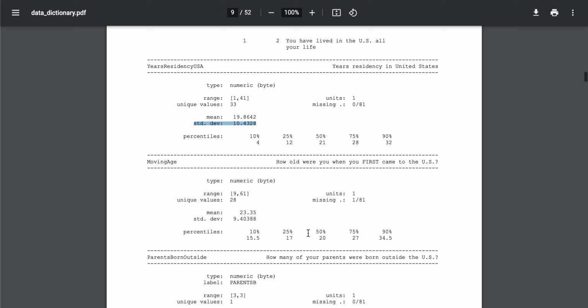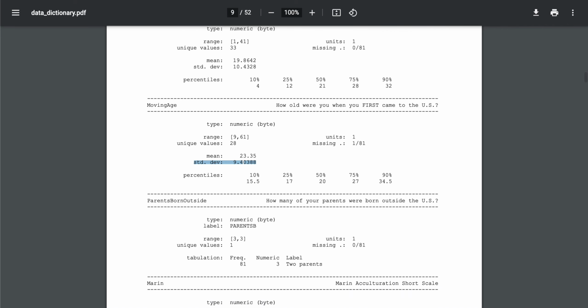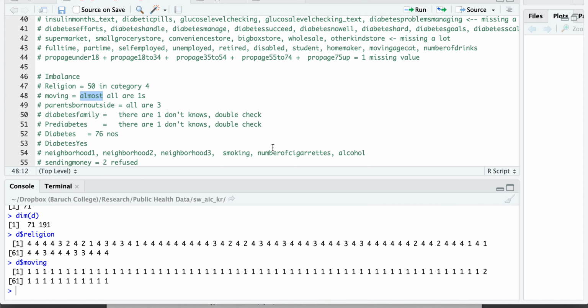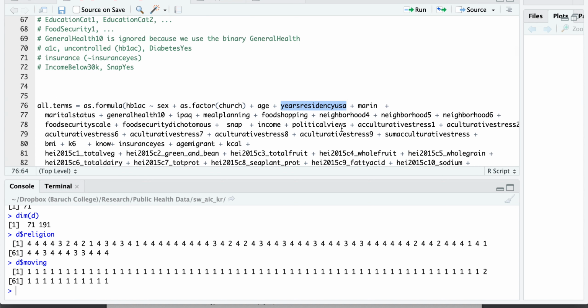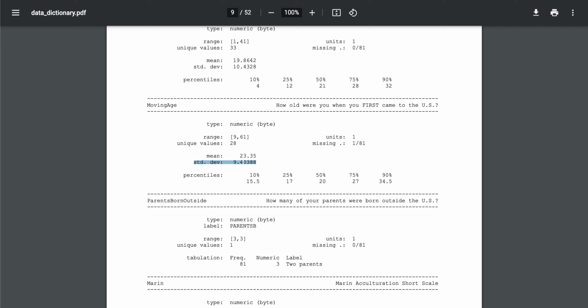It's a numerical. Then we have the moving age. How old were you when you first came to the US? And again, there is some mean and there's some variability, and that's why I just keep them here. Years in the USA. Okay, let's see why I'm not keeping moving age.